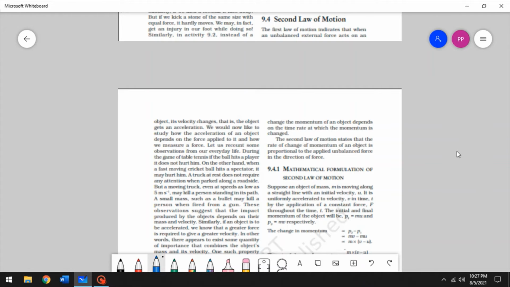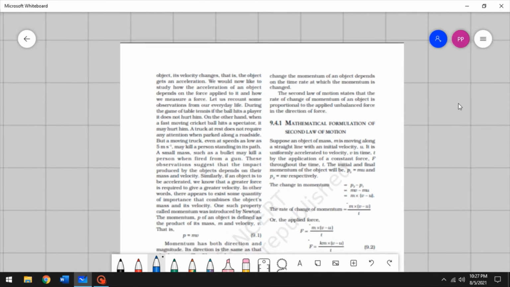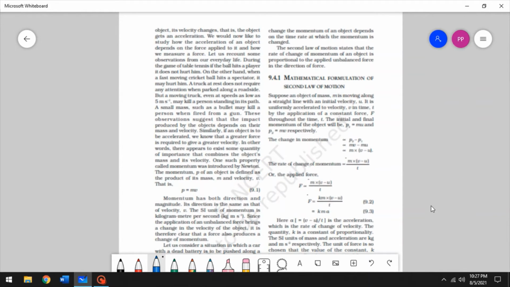So let's now study the acceleration of an object, and let's see how that acceleration depends on the force applied to an object and how we measure a force.